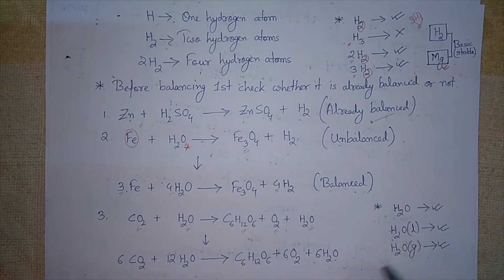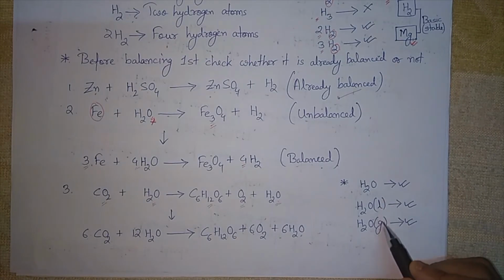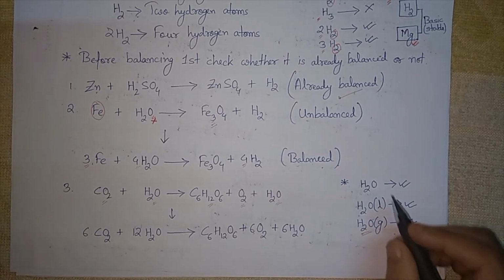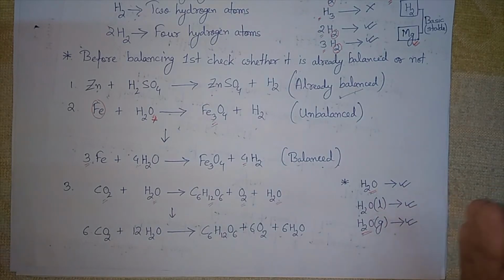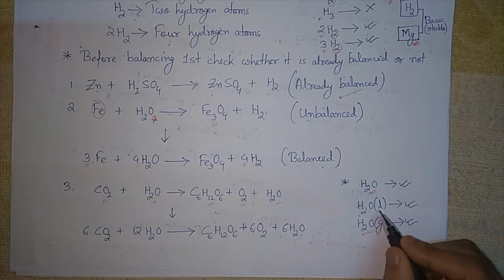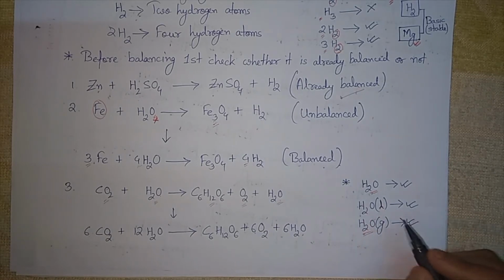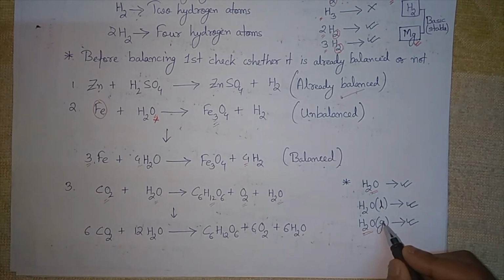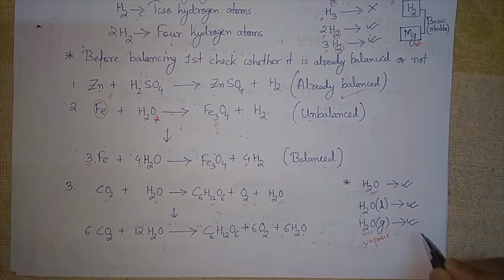One more thing, you have seen many chemical equations with these letters written. These letters suggest the physical state of the molecule. Like H2O, if you have not put anything here, that is not wrong, it is right. If you put L here, L means liquid. Water may be liquid, so it is right. If you put G, water in gaseous form, that is water vapor, so it is also right.